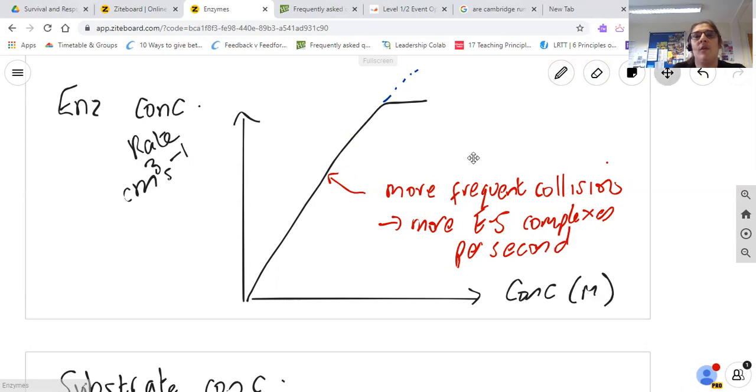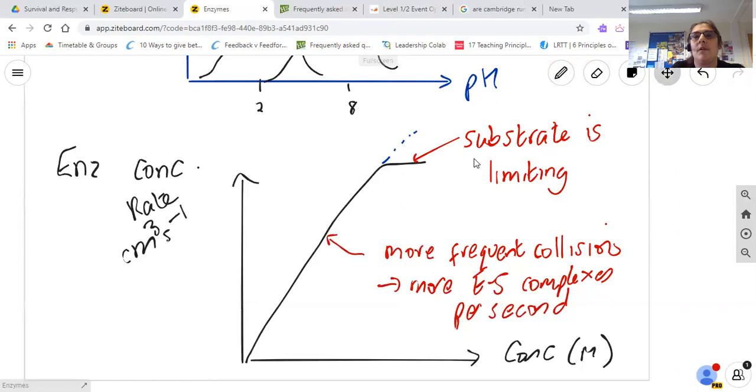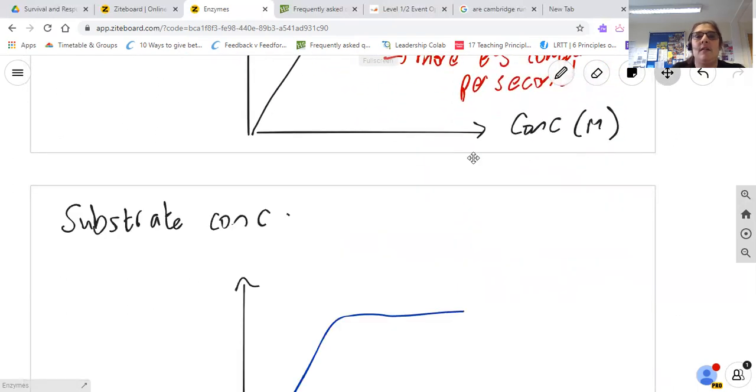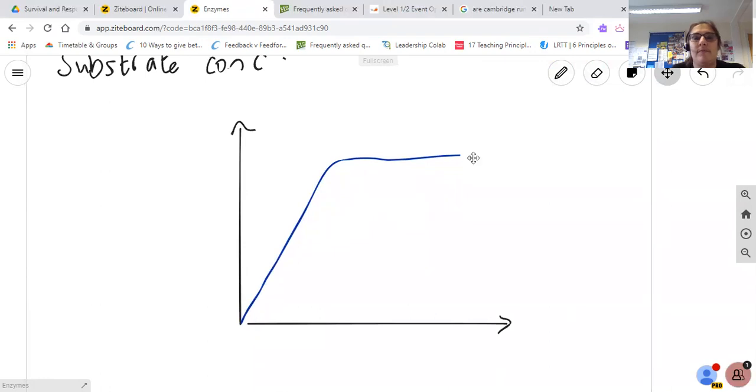But why might it level off? Well, the only reason it will level off, and it doesn't often happen, is if the substrate has become limiting. In other words, we just don't have enough substrate for the reaction to go any faster. You get a similar graph when you do substrate concentration.